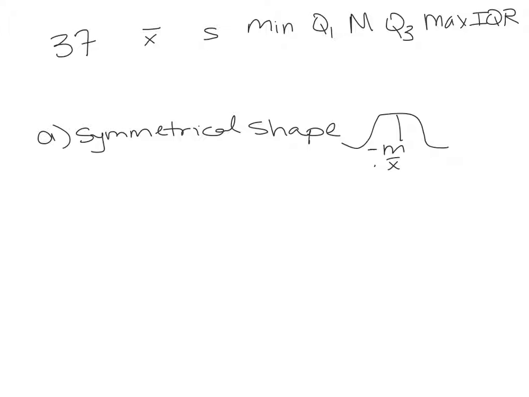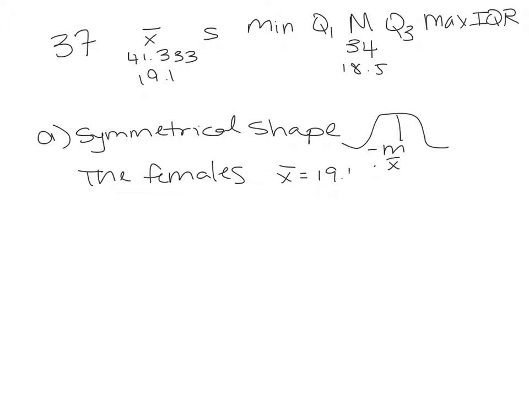So the mean of the male doctors is 41.333. The median of the male doctors is 34. So that's kind of a wide gap. The females, the mean is 19.1, and the median is 18.5. So based on just that information, because that's really all I can tell, I'm going to guess that the females have a more symmetrical shape, since X bar is equal to 19.1 and median, capital M, is equal to 18.5.